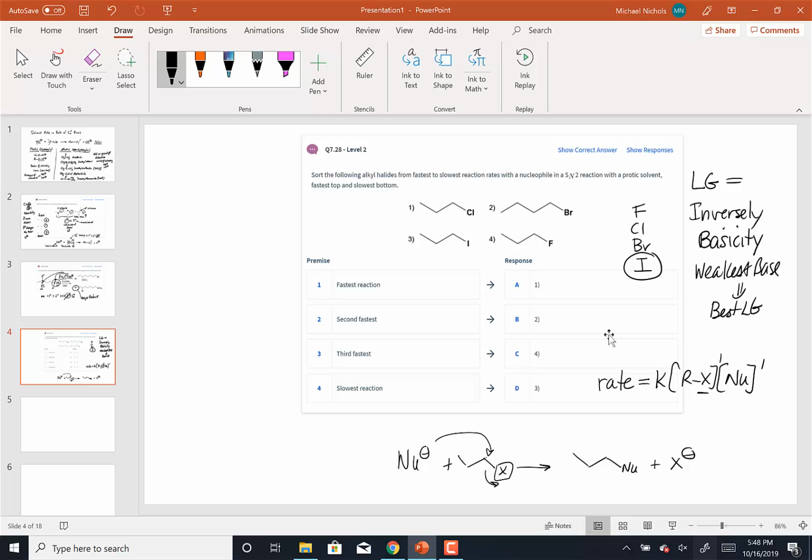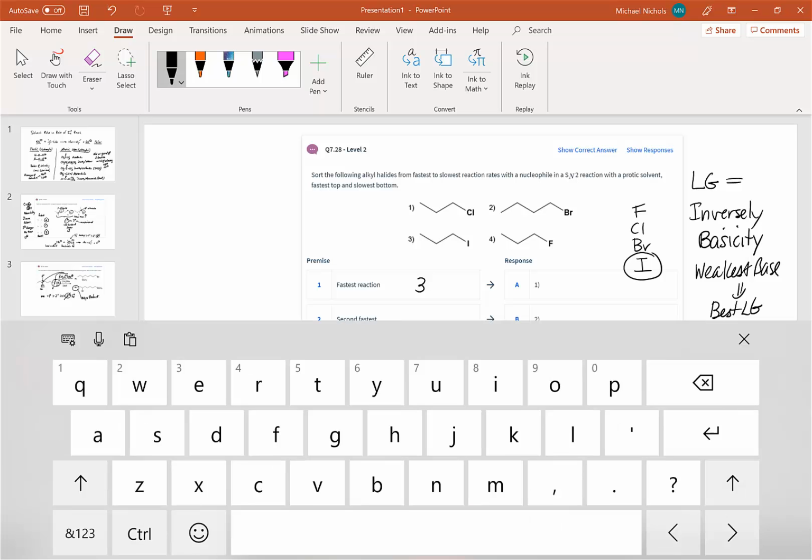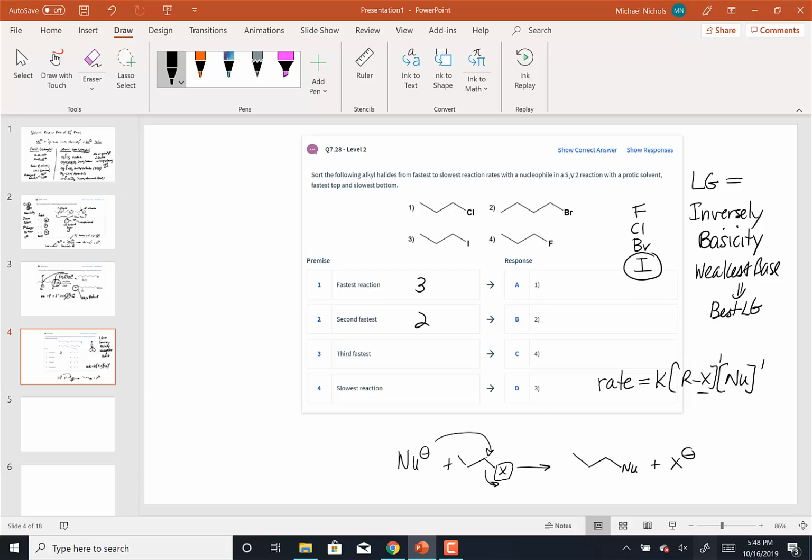So we're just going to go right down the line. The fastest reaction will occur with the iodide, which is 3. The next fastest with the bromide, which is 2. The next fastest is going to be the chloride, which is 1. And then finally the fluoride is going to be the one that reacts the slowest, because fluoride is the strongest base, which makes it the worst leaving group. Okay.